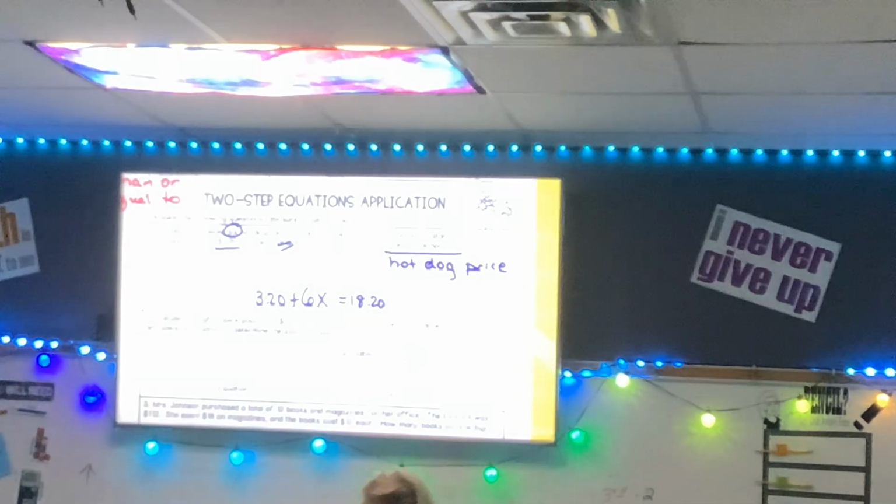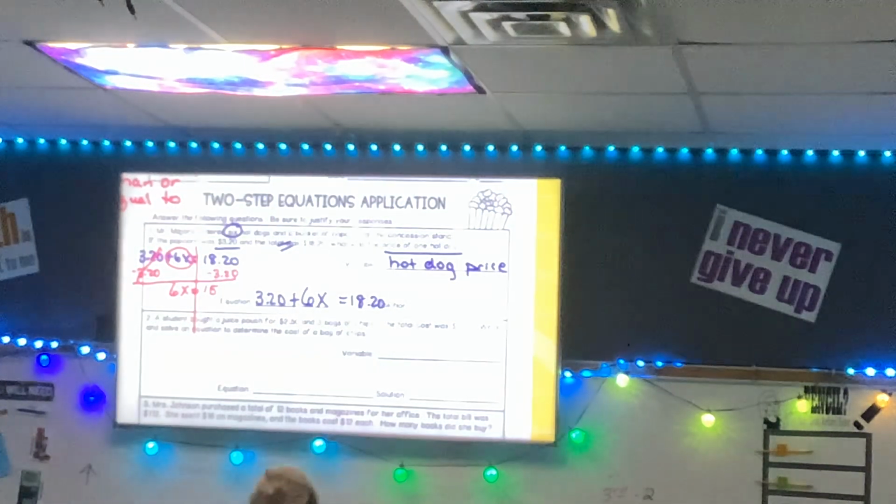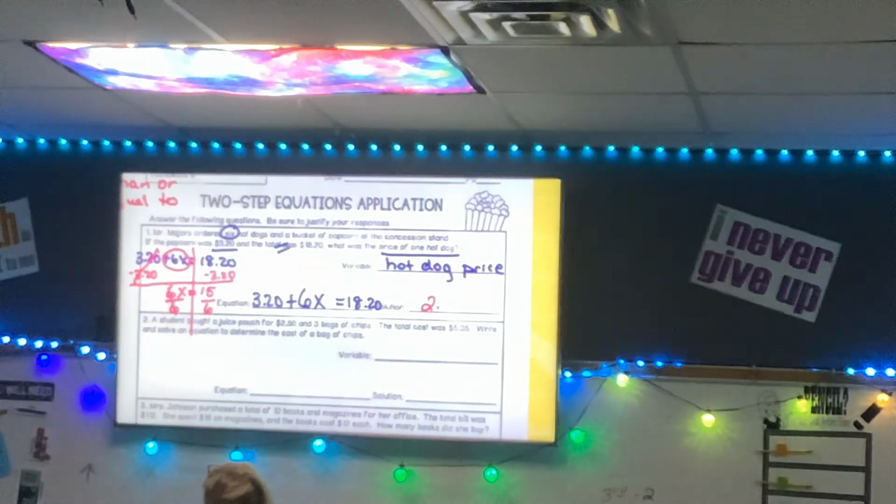Now you have to solve these. Okay? So here we go. I'm going to write it over here: 320 plus 6x equals 1820. Draw your line. Circle. Cover, cover. What's the opposite of what you see? Positive, negative. Negative 320. What I do to one side, I do to the other, which would equal 1500. Am I done? Nope. You gotta divide both sides by 6. 2.50 is the cost of a hot dog.